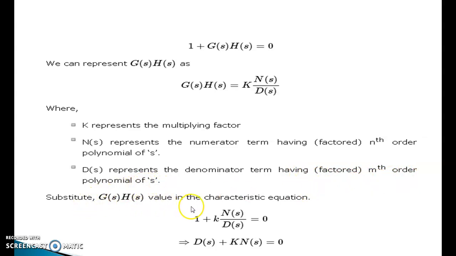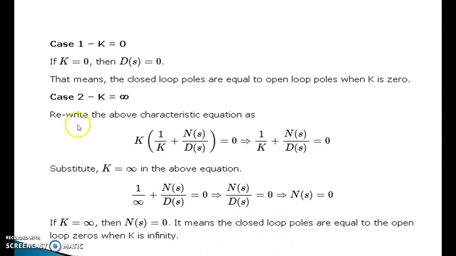Substitute the G(s)H(s) value in the characteristic equation. 1 plus K into N(s) by D(s) is equal to 0. D(s) plus K N(s) is equal to 0. Case 1: K is equal to 0. If K is equal to 0, then D(s) is equal to 0. That means the closed loop poles are equal to the open loop poles when K is 0.